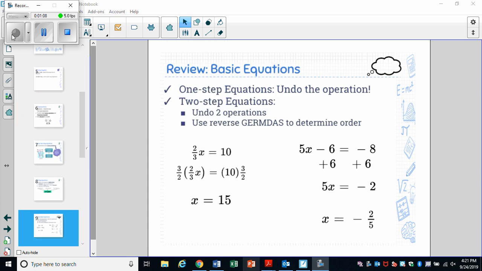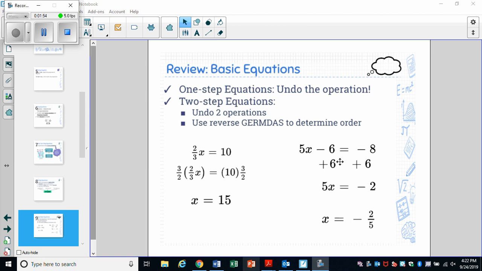This slide just shows problems that were originally 1 or 2 step, and basically we are using reverse order of operations to determine the solution. So for example, problem on the left, 2/3 times x is 10. We multiply both sides by 3 over 2, which is the reciprocal of 2 over 3. And as a result, the 3/2 times 2/3 basically becomes a 1. 10 times 3 over 2, or 10 times 3, which is 30, divided by 2, gives us a result of 15.